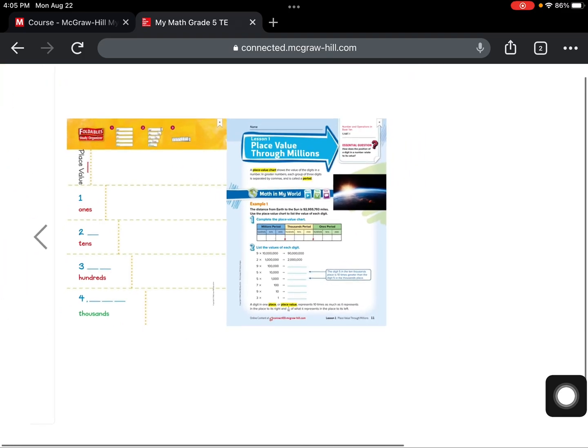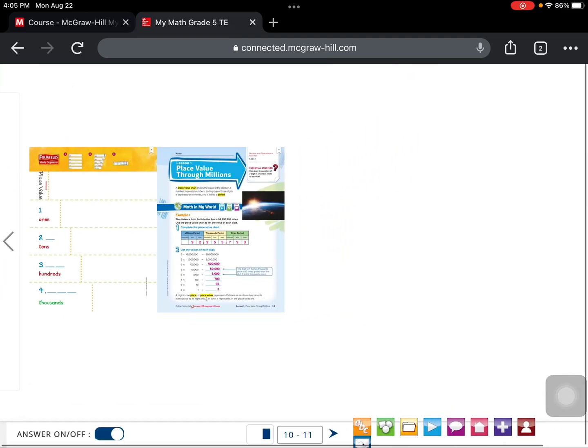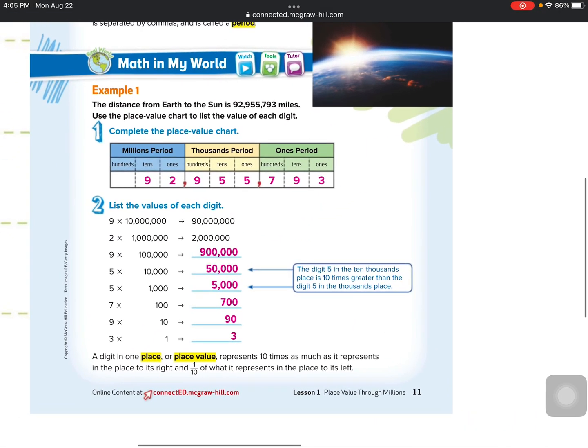Okay, go ahead and notice the answers and make sure that you have filled them in appropriately. Push pause if you need to.